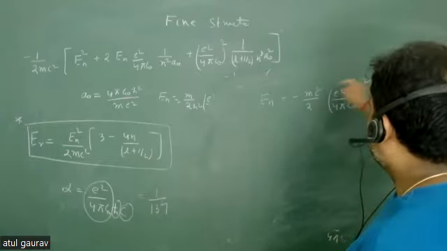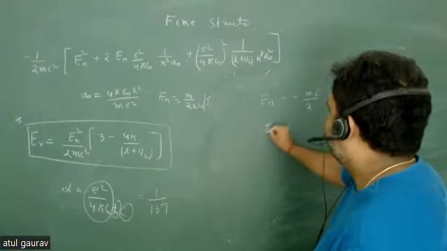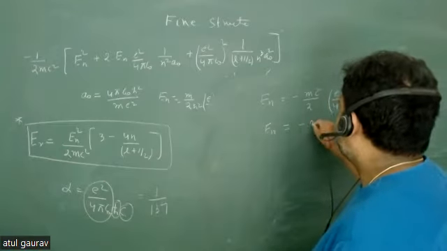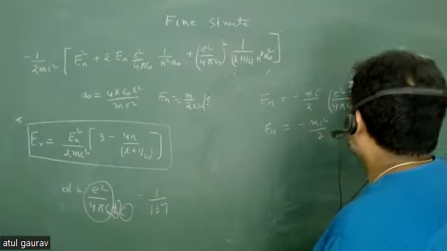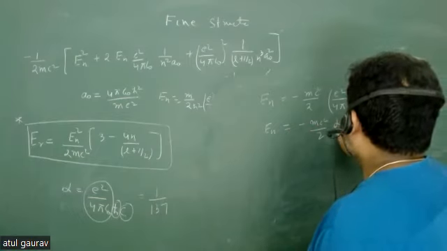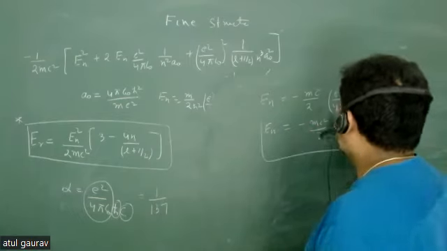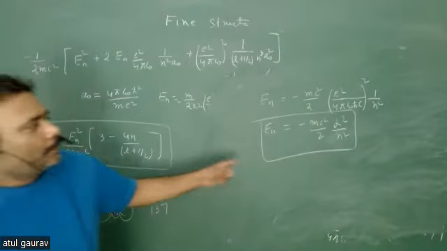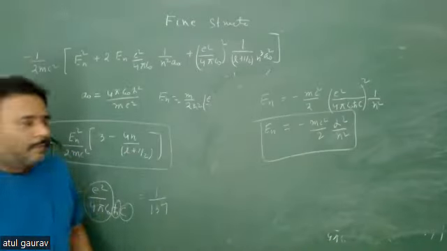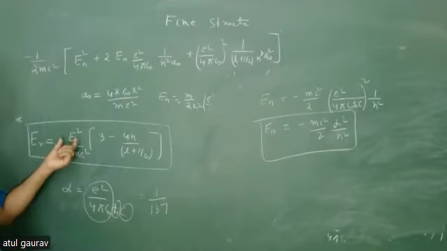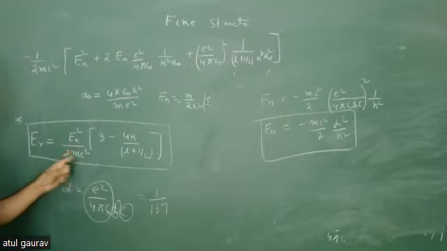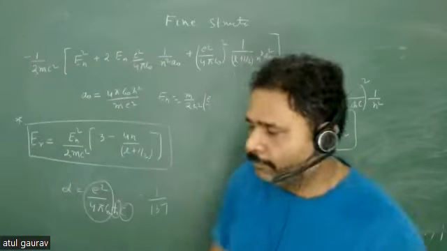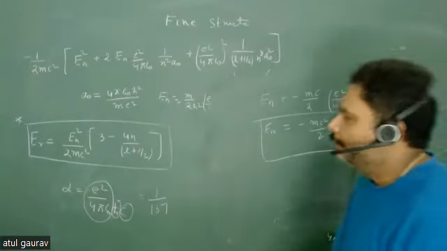Isn't it? And now this is a wonderful, wonderful expression. En is equal to minus mc square by 2, and this is what? Alpha square by n square. Yes? So your Bohr energy is proportional to what? Alpha square. But your relativistic correction is proportional to what? Alpha to the power 4. Due to this factor, what will happen? You can write it in terms of alpha also. Isn't it? Yes, sir. So this is one of the beautiful things.